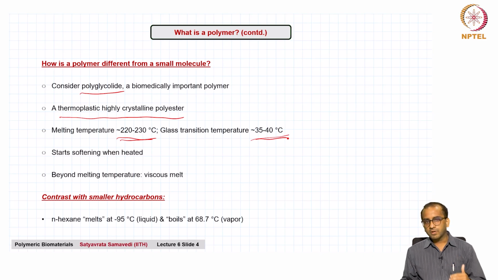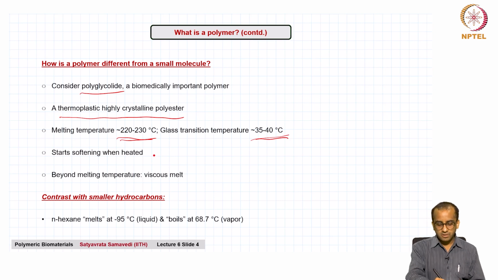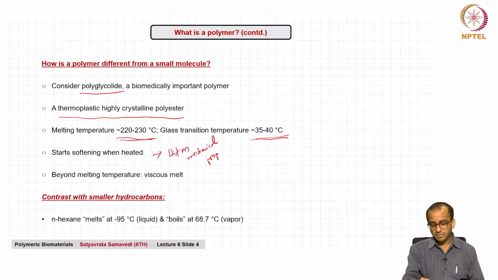So as you heat this polymer, it's going to soften first, which means it's going to take a hit on the mechanical properties. And once it reaches its melting point, you're going to get a viscous melt thereafter. So you've gone from something that was more solid-like to something that has melted, and if you keep heating it further, you don't get PGA vapor. That never happens.